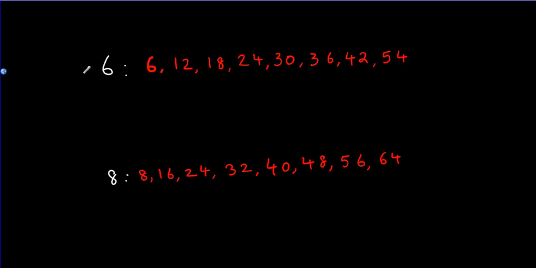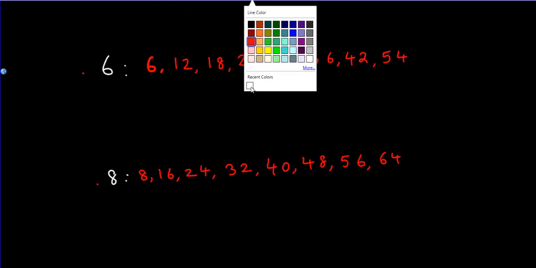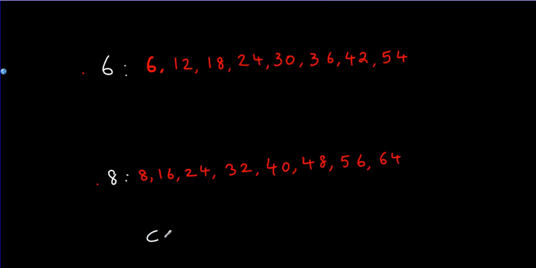So again, to find the common multiple, you see which numbers are in both lists. 6 is in 6, but 6 is not in 8, so no. I write common multiple here. 12 is in 6, 12 is not in 8, so no. 18 is in 6, 18 is not in 8, no. 24 is in 6, and 24 is also in 8. We found our first number, 24.